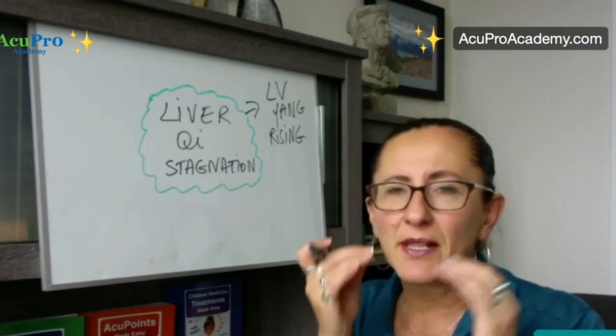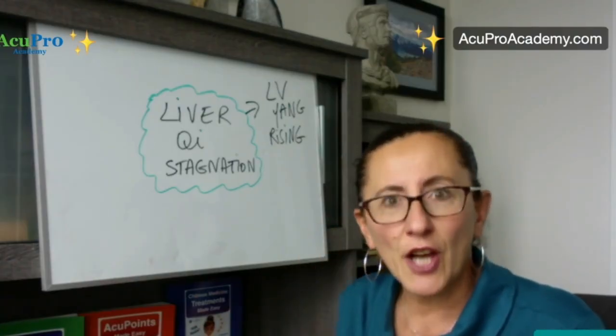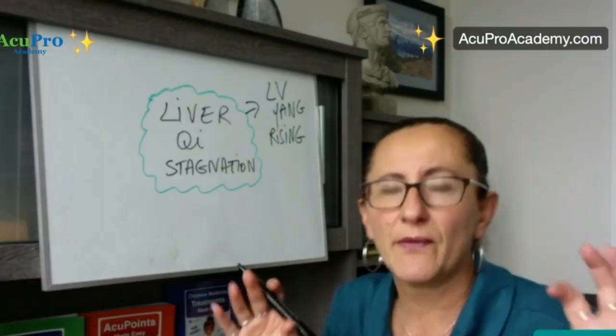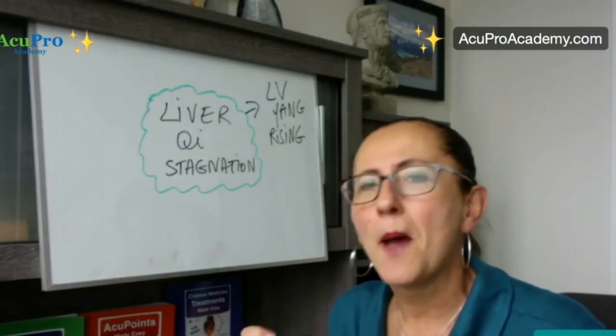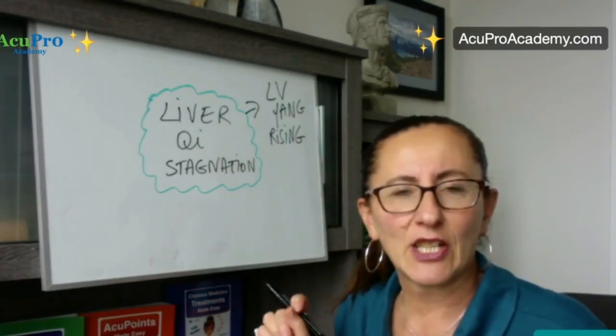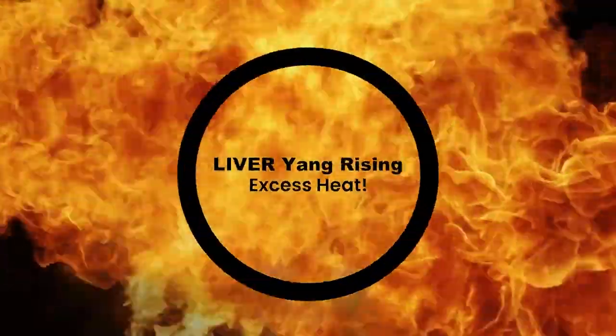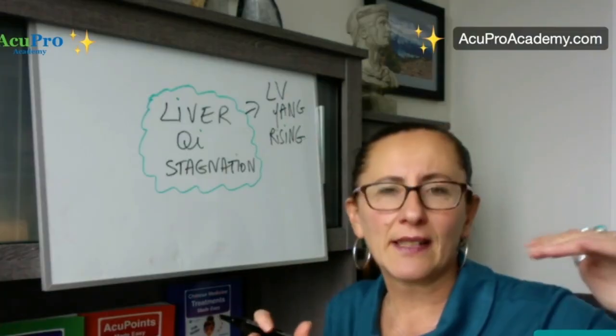The tongue might have a bit of red sides because the yang rises, so heat rises. We feel warmer, more irritable, more angry. We're much more short-fused than with liver qi stagnation. It's like a volcano exploding and then coming back down. That's liver yang rising.